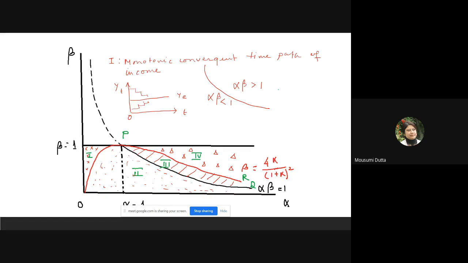Next, in zone 2, beta less than 1 upon alpha, implying the equilibrium is dynamically stable.